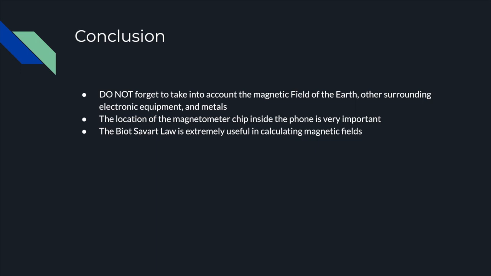In conclusion, the magnetic field of the Earth, other surrounding electronic equipment, and metals can greatly affect the accuracy of your data and calculations. The location of the magnetometer chip inside of your data collection instrument is also very important, as well as the Biot-Savart law is extremely useful in calculating magnetic fields hypothetically and in the real world.